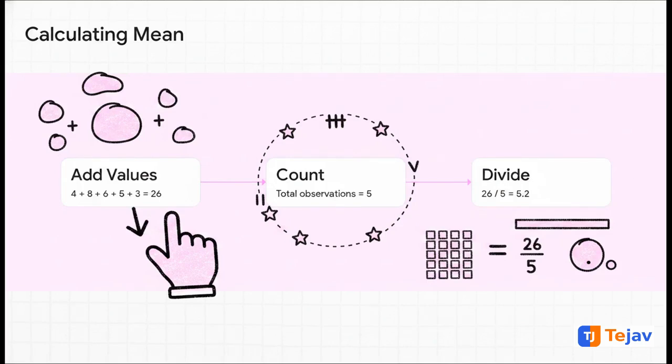Suppose our dataset is 4, 8, 6, 5, and 3. Step 1. We add all those values together. 4 plus 8 plus 6 plus 5 plus 3 gives us a total of 26. Step 2, we count the total observations. We've got 5 numbers in total here. And step 3, divide. 26 divided by 5 equals 5.2. And there you have it. Our mean is 5.2. It really is that simple.